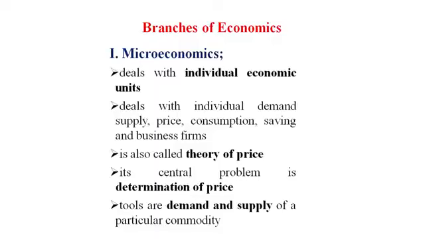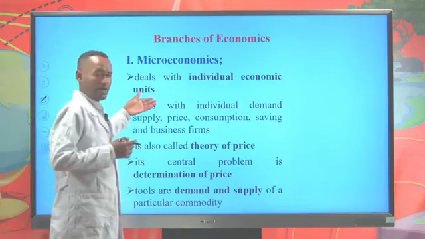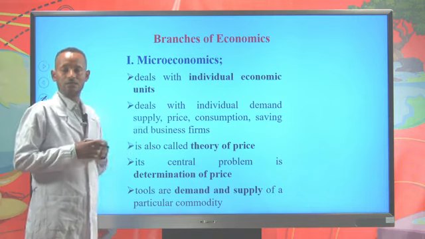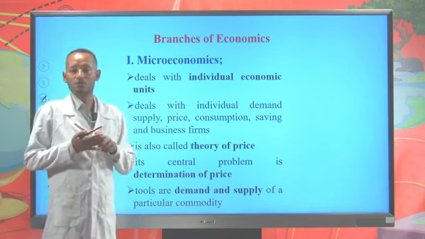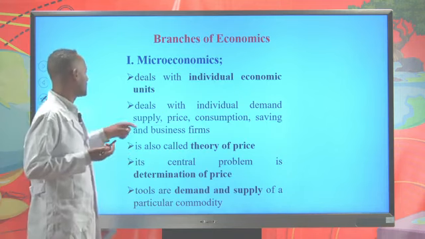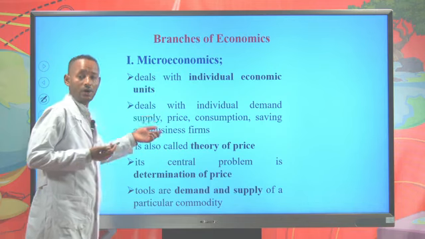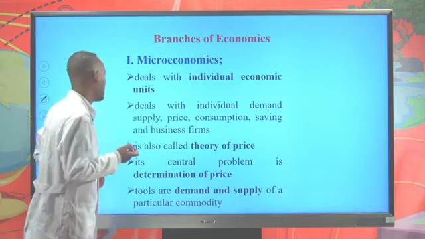Now let's see the branches of economics. Economics is broadly categorized into two called microeconomics and macroeconomics. Microeconomics deals with individual economic units such as individual demand, individual supply, individual saving, consumption, individual market prices and the likes. All these are the concerns of microeconomics. It deals with individual or small economic units.